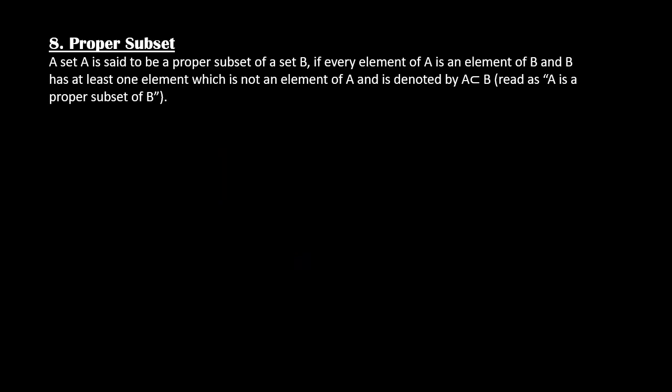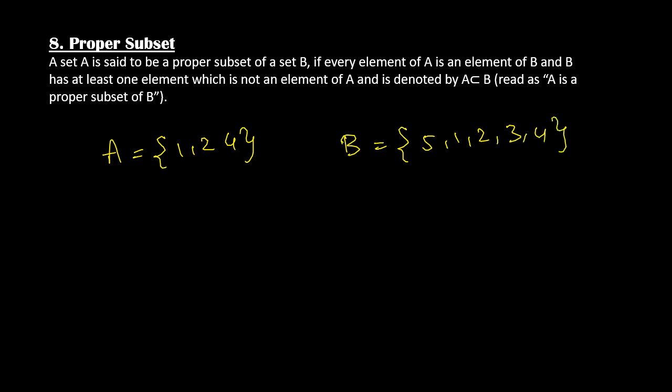So now let us move on to the proper subset. What is meant by proper subset here? Let me take an example so that you can understand easily. Let us take A as 1, 2, 4 and B as 5, 1, 2, 3, 4. Agree? Each and every element in set A will be contained in set B. Also, there should be one extra element in set B which is not in set A. Here I have 1, here also 1. What about 2? 2 is also there. What about 4? 4 is also there.